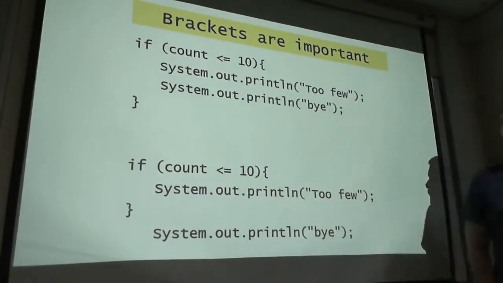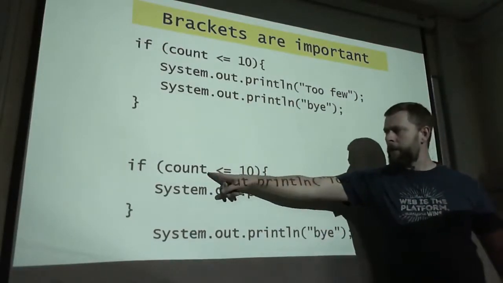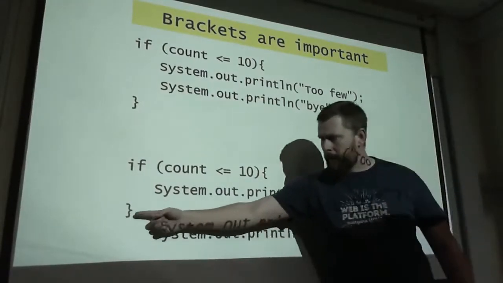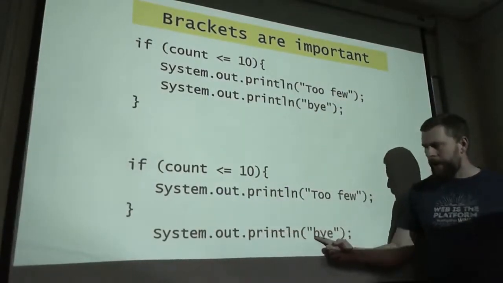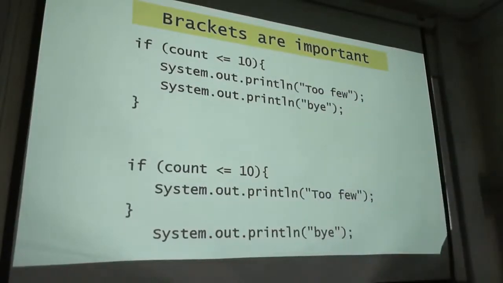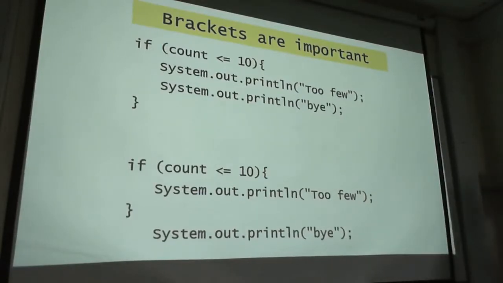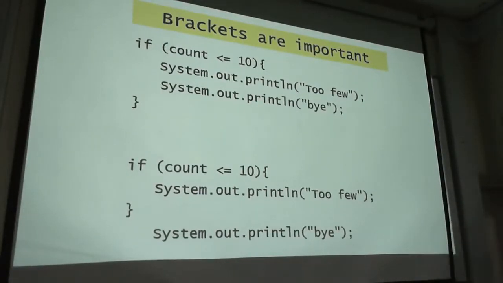In the bottom example, I have the same guard on my loop. I open my curly bracket. I have the same printout statement. I close my curly bracket here, and then I have another statement below. In this scenario, if I entered 5 as my value, 5 is less than or equal to 10, it would print too few, and then it would print bye. But if I entered 11 as my value for count, 11 is not less than or equal to 10, so it would not print anything inside here, but it would print bye. So the positioning of your brackets can dictate the flow of your program.